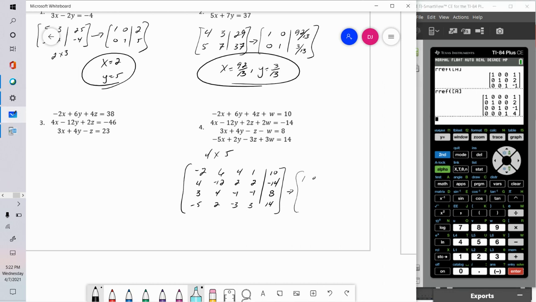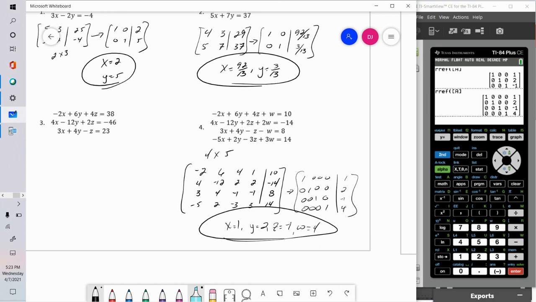And this will become 1 0 0 0, 0 1 0 0, 0 0 1 0, 0 0 0 1, augmented with 1, 2, -1, and 4. So X is 2. Nope. X is 1. Y is 2. Z is -1. And W is 4.